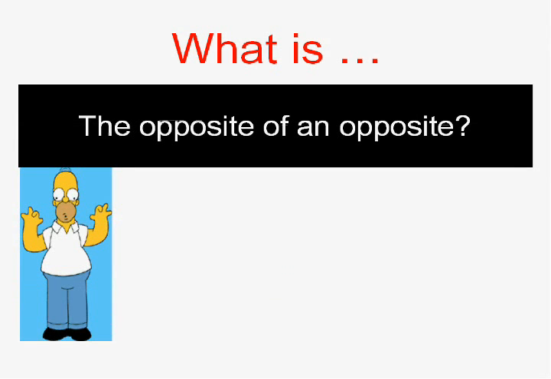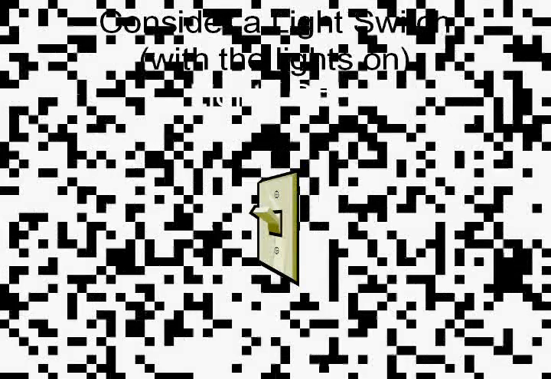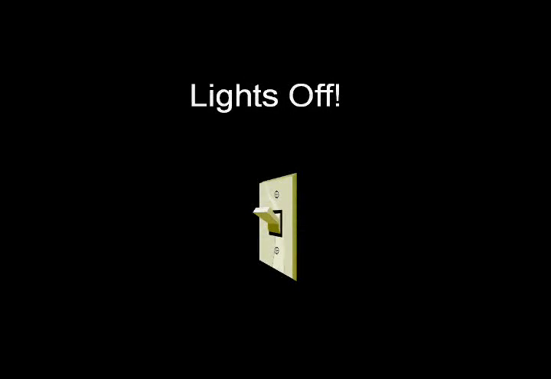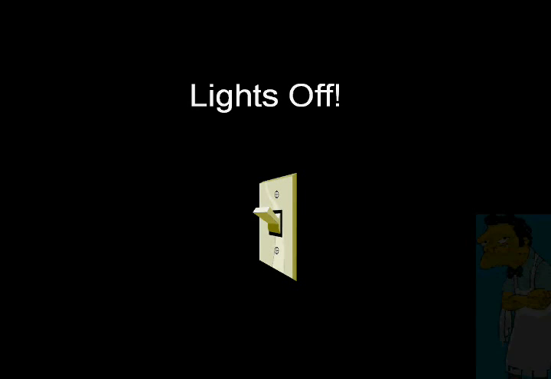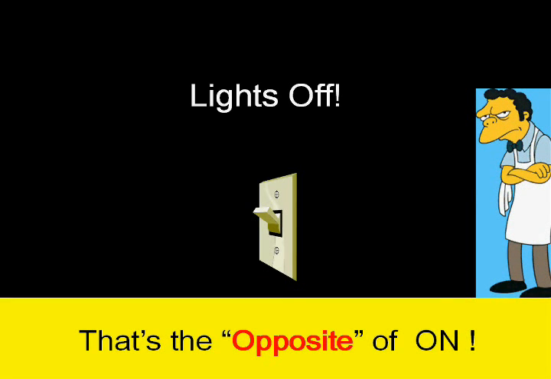Now I want you to consider this word opposite. What is the opposite of an opposite? The opposite of the opposite. Are you pondering what I'm pondering? Well, think about a light switch. We'll start with the light switch on. If we flip it once, the light goes off. Very basic, isn't it? Okay, that's the opposite. The opposite of on is off.